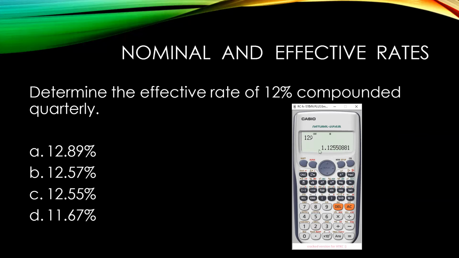So, since may initial tayo na 1 kanina, so yung ito lang. So, -1 natin yan. Tapos, since this is in percent, so times natin ng 100. So, this would be the result. We have 12.55%. Okay? So, ganun yun pag-solve.